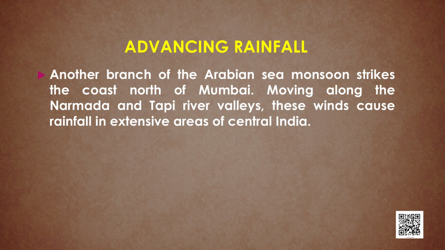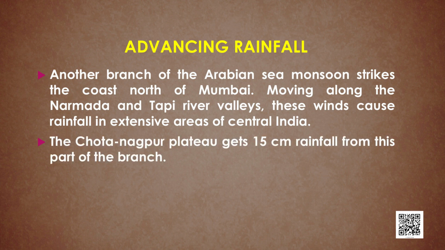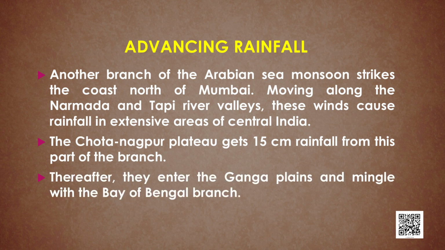Now, the second branch of the Arabian Sea monsoon strikes the coast north of Mumbai, moving along the Narmada and Tapi river valleys. These winds cause rainfall extensively in the central part of the country. The Chota Nagpur plateau gets 15 centimeters of rainfall from this branch. Now they enter the Ganga plain and mingle with the Bay of Bengal branch. So, children, from south to north, from east to west, the mingling of the branches takes place, and this becomes the third branch of this Arabian Sea.